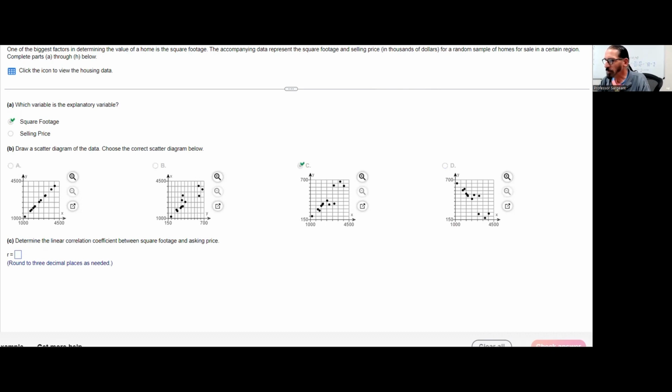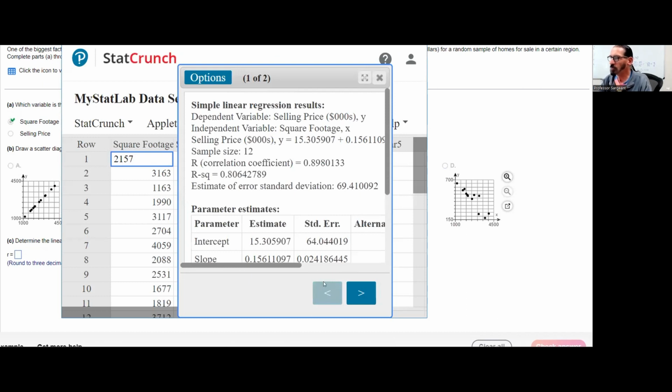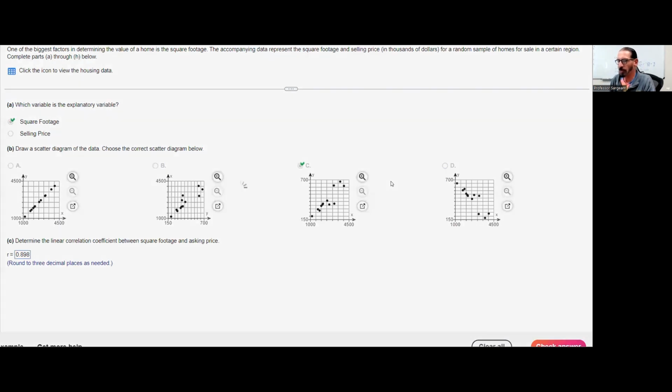Find the linear correlation coefficient. So let's see here. That's on StatCrunch. We'll be back on that first window. We want R, not R squared. They want it rounded to 3 places, and a 0 in the 4th place would round that down. Notice that that is positive, going along with what seems to be a positive or increasing scatter diagram.